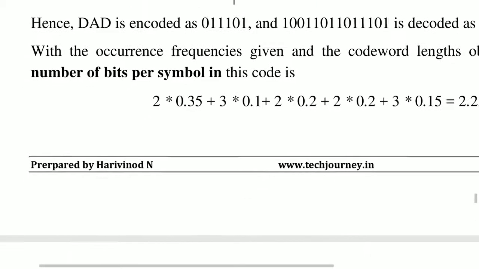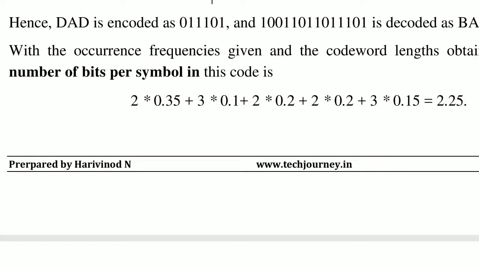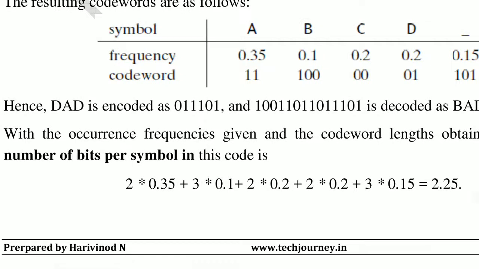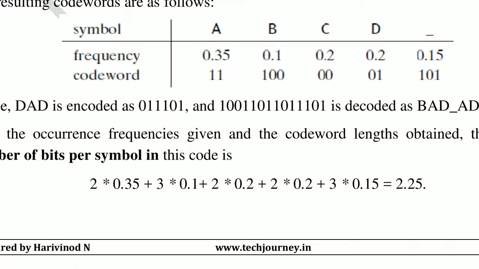Along with this, I have to find out the number of bits that is required for these characters. Since the code is variable length, I have to find out the frequency. So what is the first character? I have A. The number of bits required for this one is 2, and the frequency is 0.35. So 2 into 0.35. Go for the next one, that is B. What is the frequency? 0.1. The number of bits required to represent it is 3.